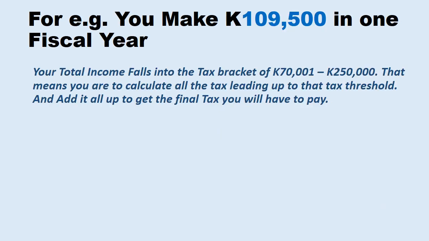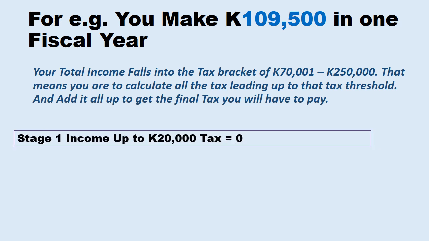Okay, so hypothetically, if you make 109,500 in 1 year, your total income falls into the tax bracket of 70,001 kina to 250,000. So that's 40% tax. So, let's get into it.